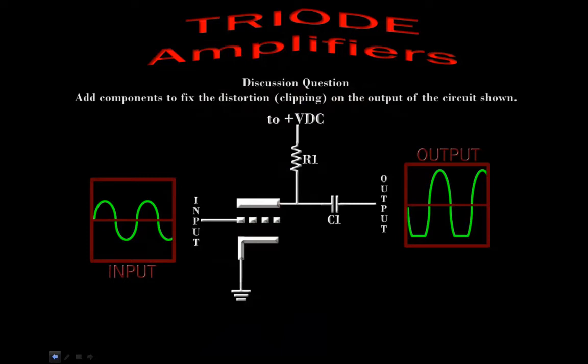We have a capacitor going from the anode to the output so we can get rid of DC. We have the cathode connected to ground. Our input goes to our control grid, our output comes from our anode through that capacitor. So again, that's the circuit as we've been looking at it.